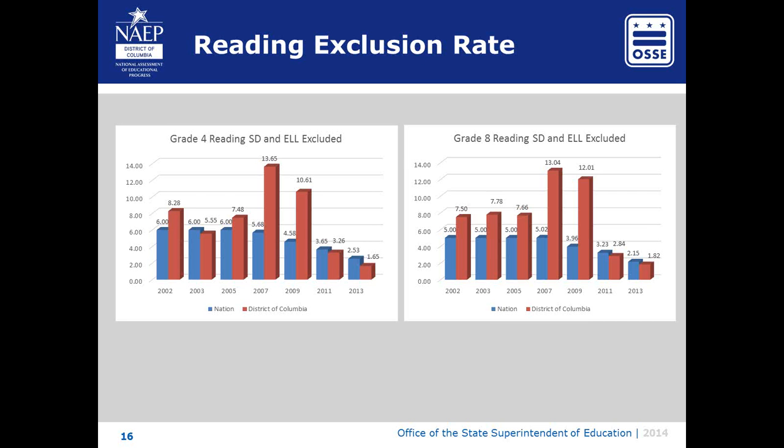This slide indicates the reading exclusion rate for the district compared to the nation. As you can see, in both 4th and 8th grade reading, after the 2010 policy was instated, the district did quite well in lowering their exclusion rates. In fact, in 2013, in both grades, we were below the nation in exclusion rates.